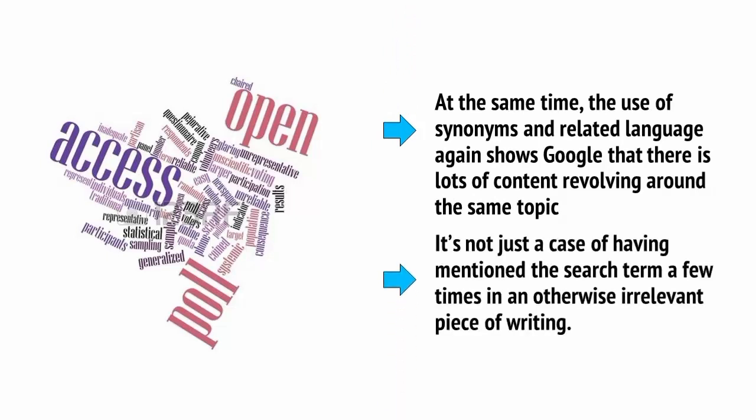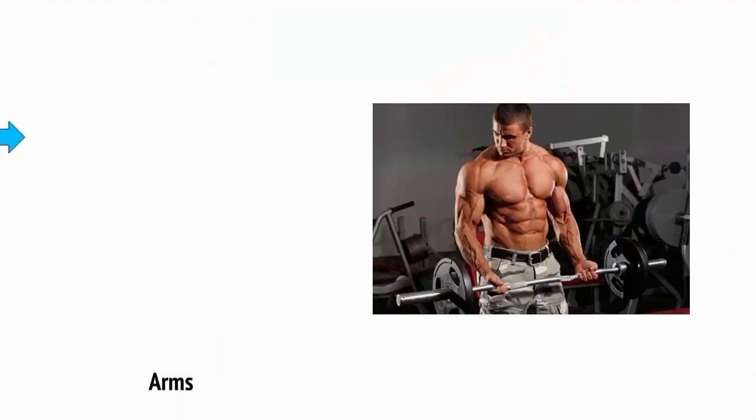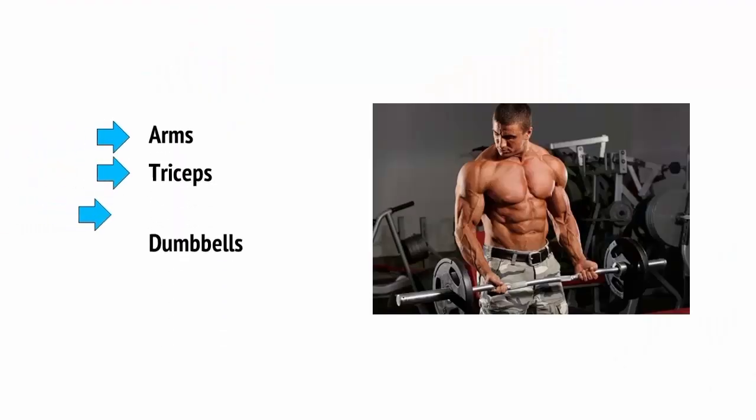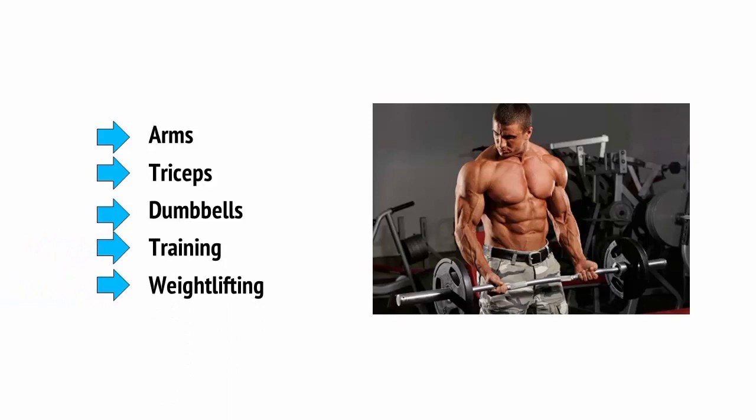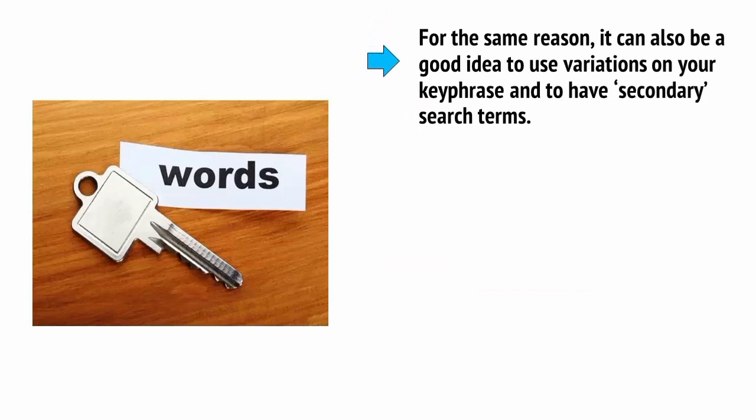It's not just a case of having mentioned the search term a few times in an otherwise irrelevant piece of writing. So, if you're writing about bicep workouts, then you need to make sure to include lots of related language like arms, triceps, dumbbells, training, weightlifting, etc. Doing this will confirm the subject matter of your site and will look a lot more natural and useful than if you just used the phrase. And for the same reason, it can also be a good idea to use variations on your key phrase and to have secondary search terms.